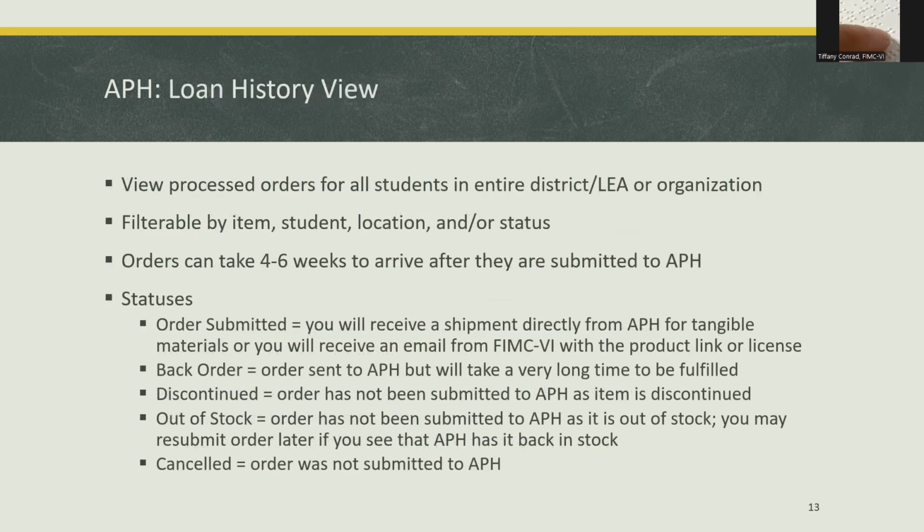Then the loan history view. Each section in the portal has a history view, and this is where you can see the processed orders for all students in your entire district or organization, regardless of which person in that district or organization placed that order. So everyone can see all of the history. On the loan history view page, across all of these functions, you can always do some filtering and sorting by item, student, location, and or status.